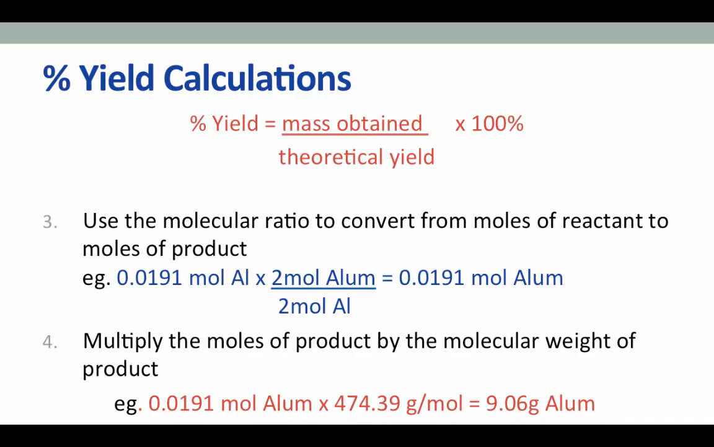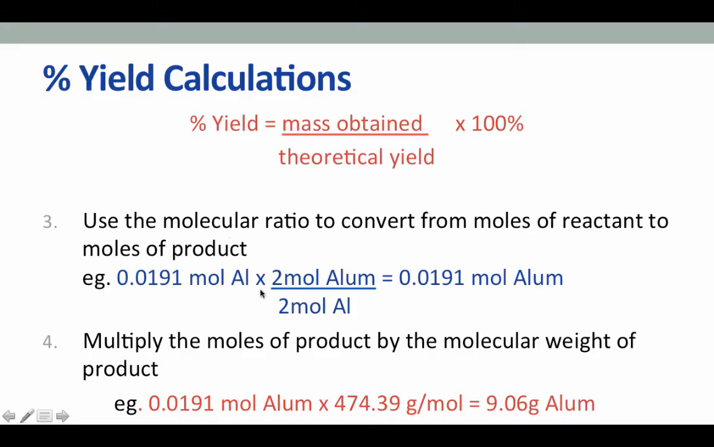We are almost there at theoretical yield, because now we know how much alum we could synthesize. But percent yield is derived in terms of mass, so we need to convert from moles of alum into grams of alum. So we will take the moles of alum that we calculated from our molar ratio and multiply it by the molecular weight of alum.